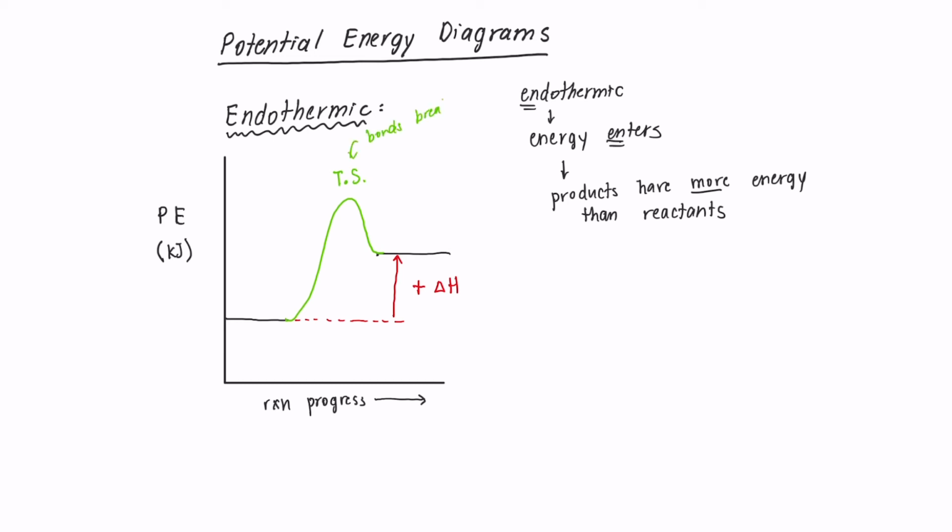Then we can draw the reaction progression, and at the highest energy point is the transition state. This is where bonds are breaking and forming. And the difference between where we start and the transition state is the activation energy. This is the minimum energy needed for the reaction to occur. The positive delta H tells us that energy is absorbed from the surroundings.